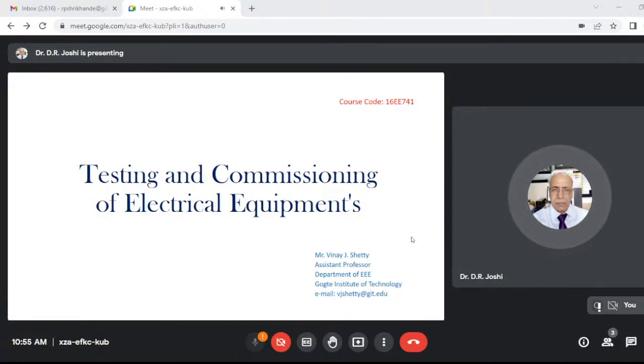Hello, good morning. I'm here to give you a quick glance of the subject called testing and commissioning of electrical equipments. Generally, it will be dealt by Professor Vinay Shetty or our HOD. The course code is 16EE741. I'll have a quick glance rather than discussing anything deep about the syllabus.